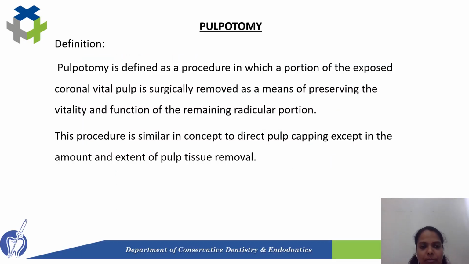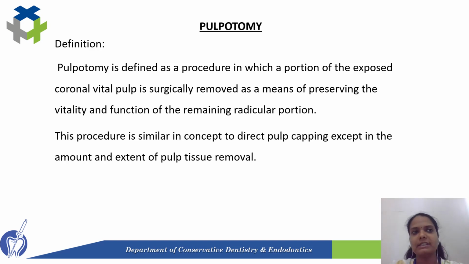Next one is pulpotomy. Pulpotomy is defined as a procedure in which a portion of the exposed coronal vital pulp is surgically removed as a means of preserving the vitality and the function of the remaining radicular portions. This procedure is similar to the concept of vital pulp therapy, direct pulp capping, except in the amount and the extent of the pulpal tissue which is removed. That is, in a pulpotomy, as the term suggests, some amount of pulp is being surgically removed.